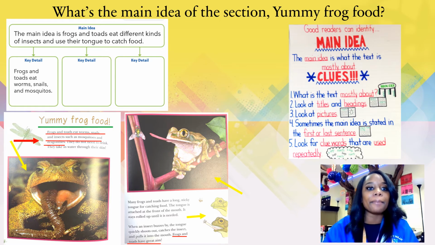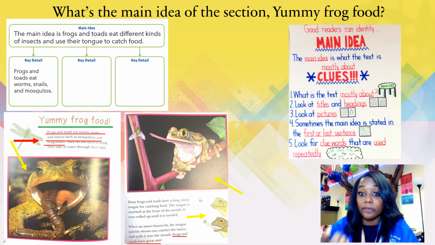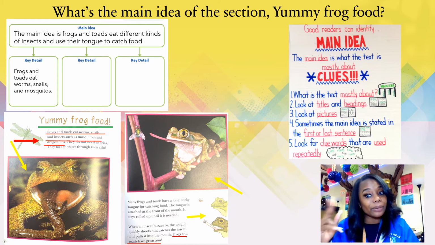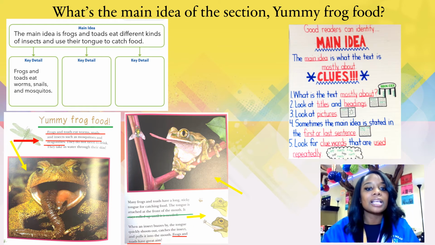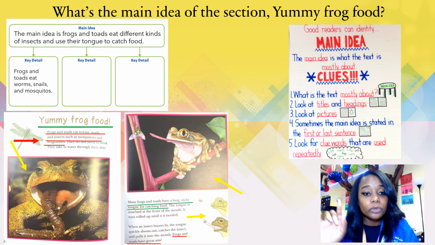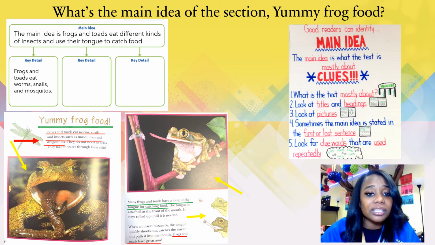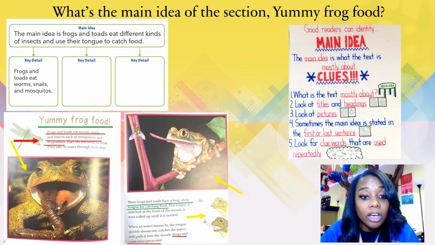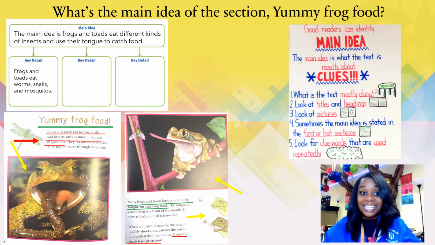Now I'm looking back at my main idea. I need another key detail that tells me that they use their tongue to catch food. Remember, those were the words we were seeing over and over again. Tongue, catch, food, frogs, toad. Okay, so let's go back in the passage. Let's look at paragraph 2. Right here. It says many frogs and toads have a long sticky tongue for catching food. There's the evidence right there that tells me a frog and a toad use their tongue to catch food.